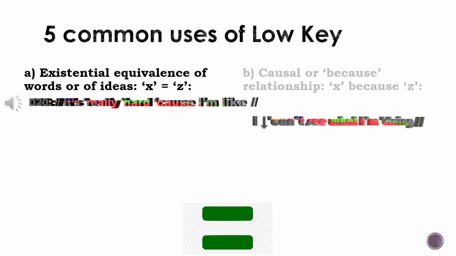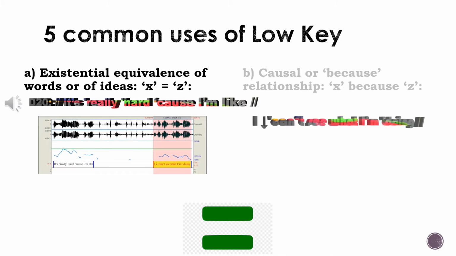So there is a drop in the pitch level by the speaker, and the idea is that these two tone units contain information that is equivalent. And what is equivalent here? The fact that it is hard for the person to do whatever he's doing is related to the fact that he can't see what he's doing. So these two ideas are said to be equivalent in nature.